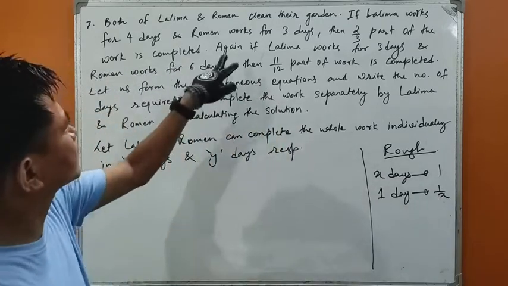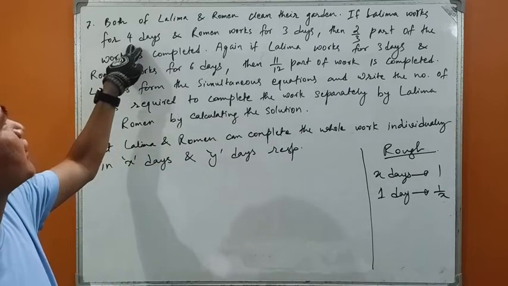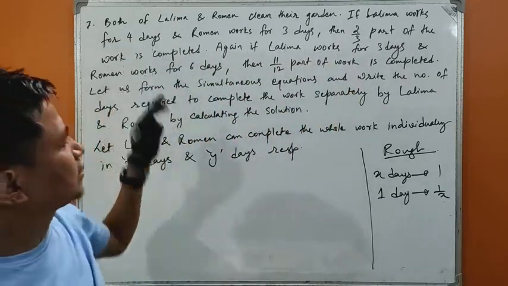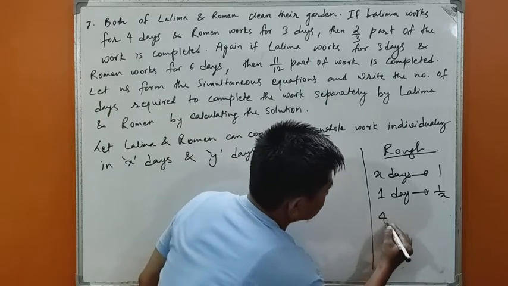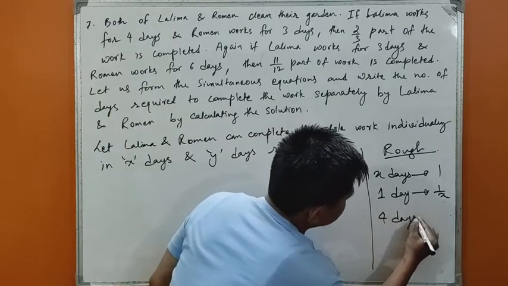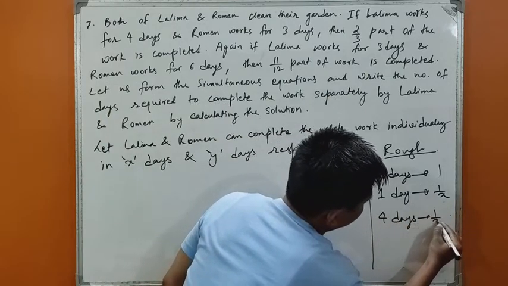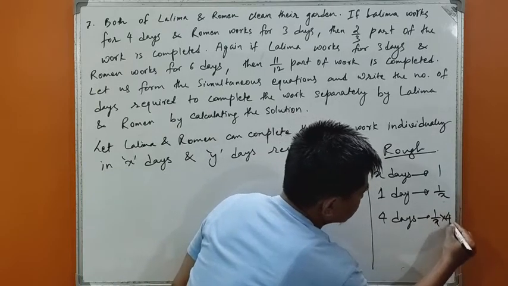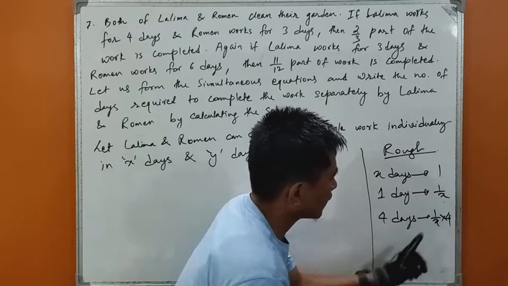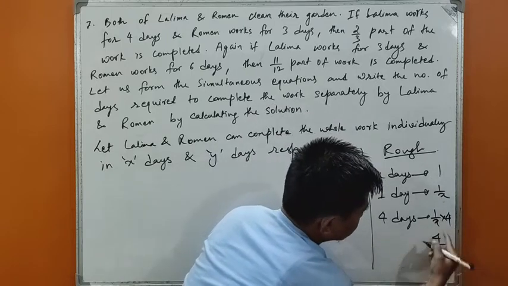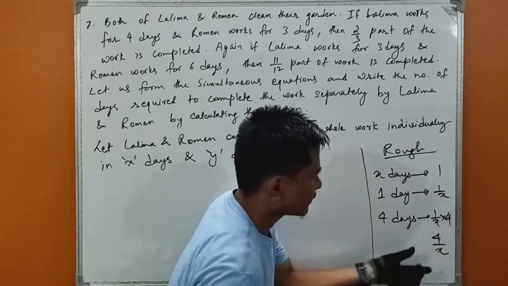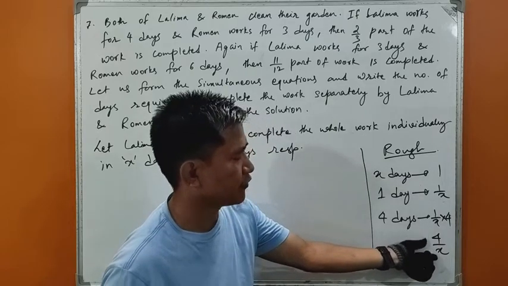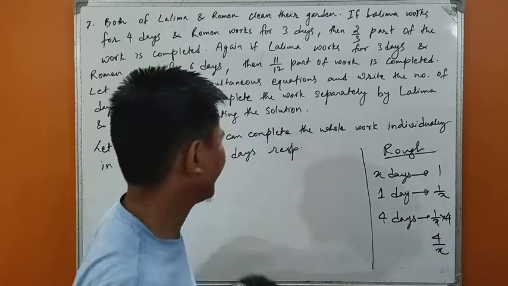So in the first condition, Lalima worked for 4 days, isn't it? Lalima works for 4 days. So in 4 days, she will complete 1 upon X. This is the part of work done in 1 day into 4, isn't it? So 4 into 1 is 4 upon, in the denominator we have X. This is the part of the work done by Lalima in 4 days, isn't it? Are you getting me? I hope so.